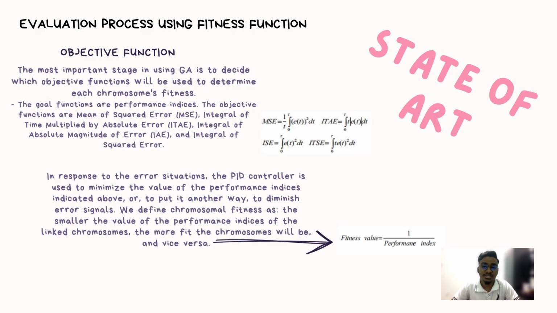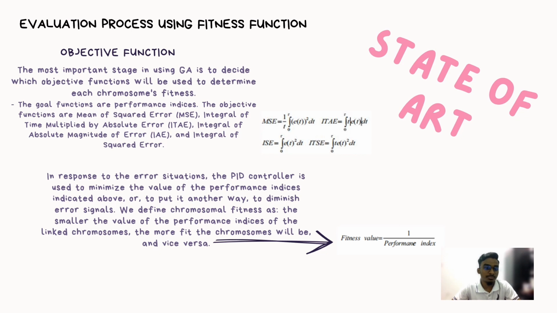Hi, I'm Tishan here. As you can see on the screen, the topic I'm going to present is the state of the art, that is the evaluation process using a fitness function. The objective of this function: the most important stage in using a genetic algorithm is to decide which objective function will be used to determine each chromosome's fitness.